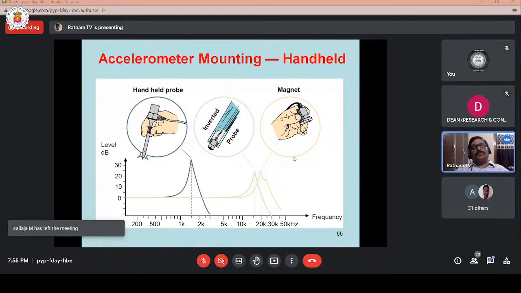Some handheld probes are also used when you are unable to access the points. Handheld probes are used. Inverted probes and magnetic mounts, as I told, are used on magnetic surfaces. So magnetic mounts will give more frequency response, whereas handheld probes will give less response.